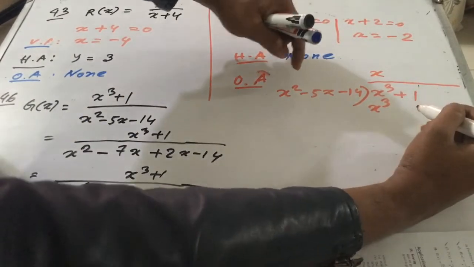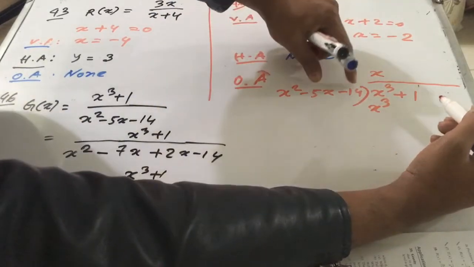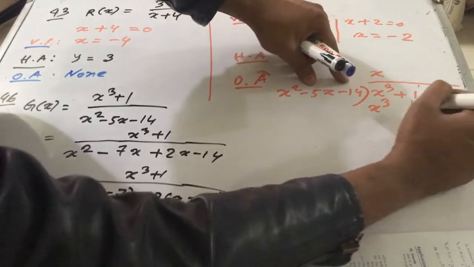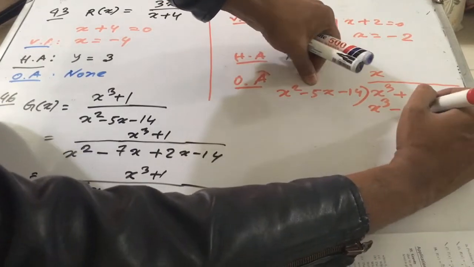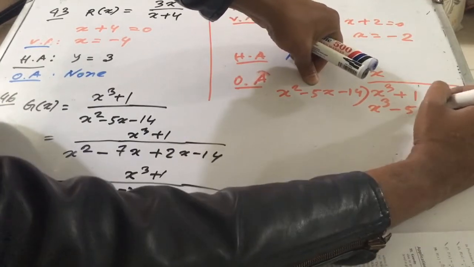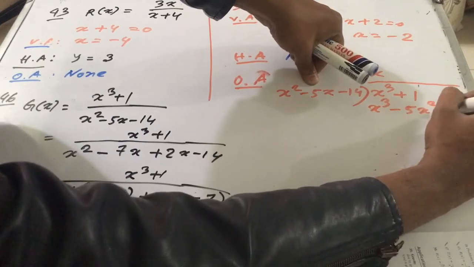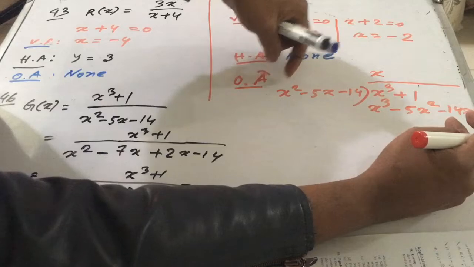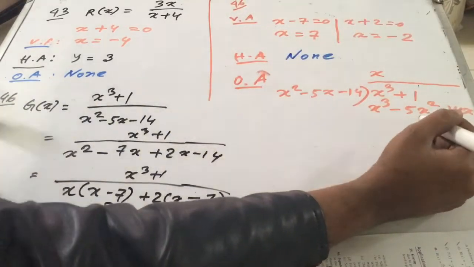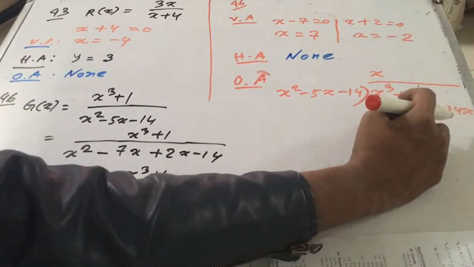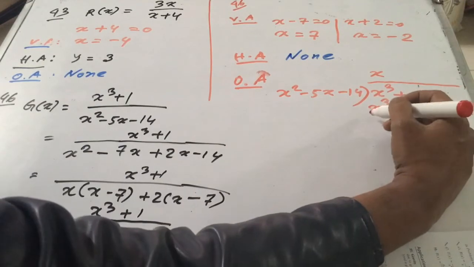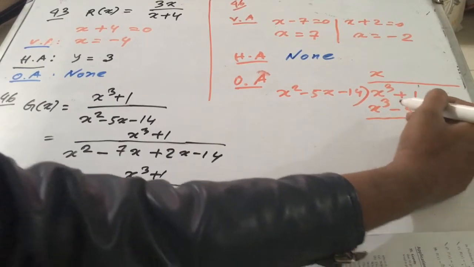But once you do this multiplication, you have to multiply the other terms also. You have to multiply the whole thing. So basically what we get here is x cube minus 5x squared minus 14x. What we did is we multiplied this entire line by x, then we get this. Now draw a line and do the subtraction.